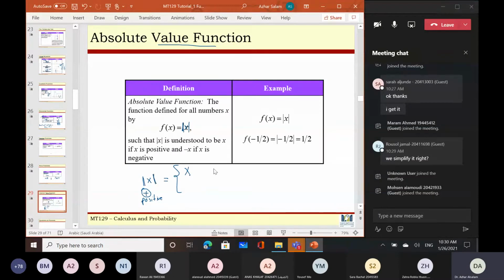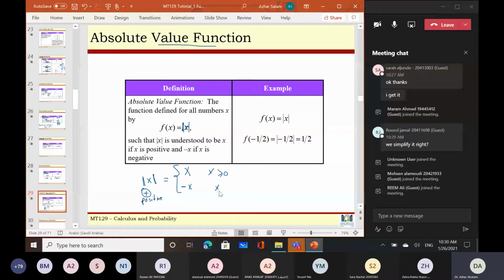It should be x if x is positive or 0. And I should multiply it by a minus if it was negative, like that.